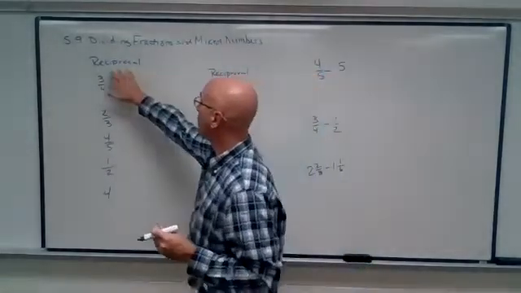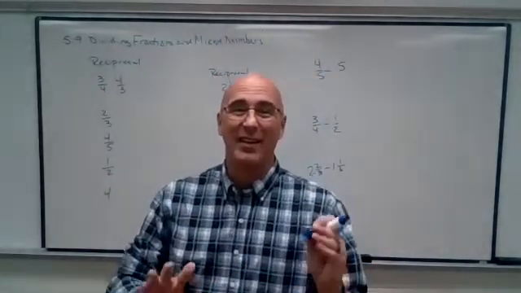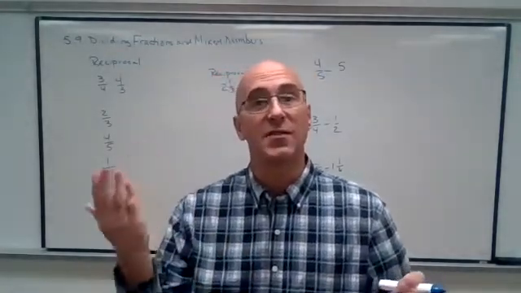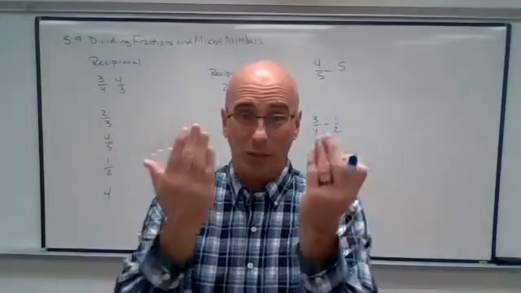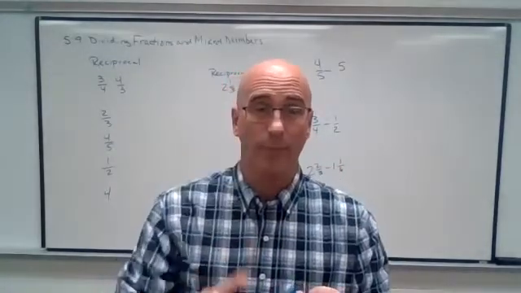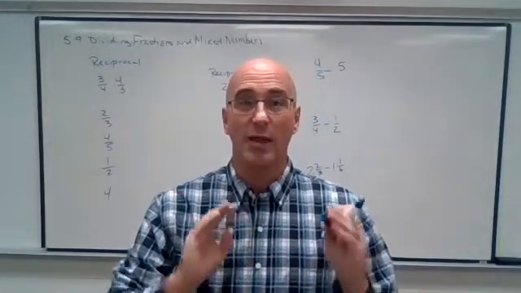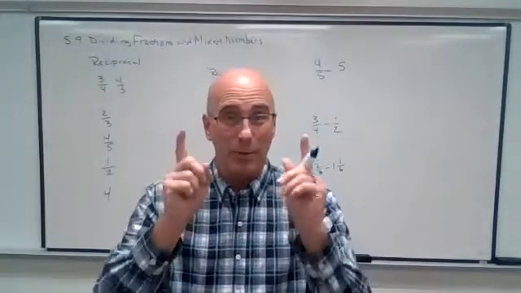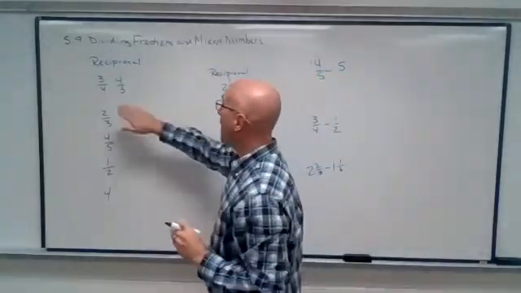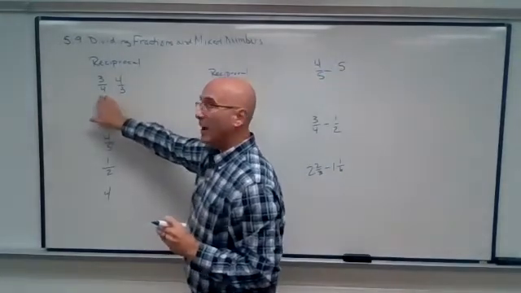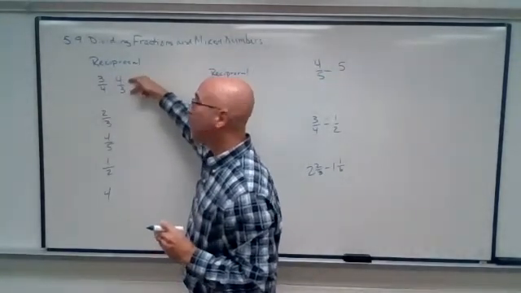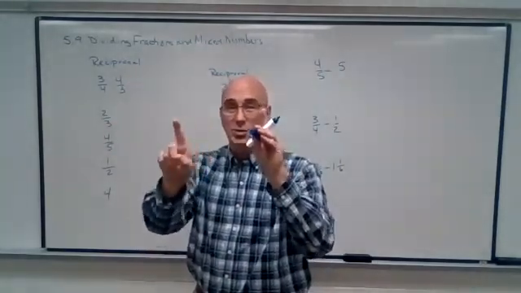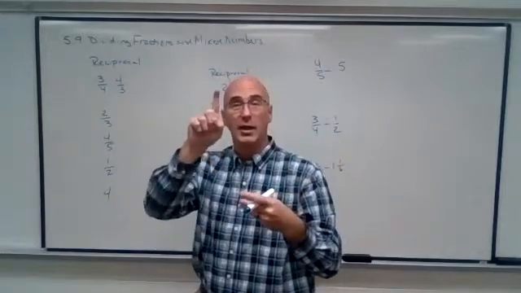A reciprocal has a fancy name, and that's called multiplicative inverse. What that really means is finding a number that when you multiply the two numbers together, you get 1. And here is the easy way to do it. Flip that fraction. If I have a fraction, I'm going to flip it upside down.